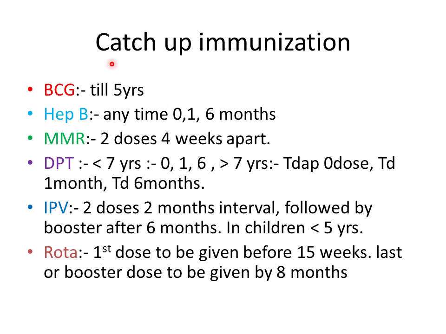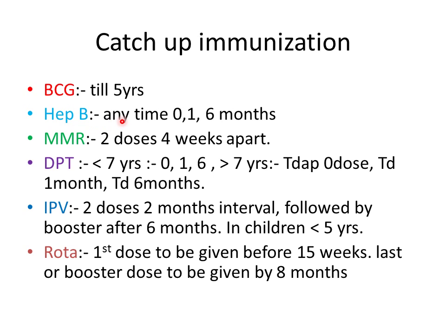Next, catch-up immunization. What is catch-up immunization? It is when the child does not take the vaccines at the respective age, and the question is until what time the child can be vaccinated for that vaccine. That is called catch-up immunization. BCG: if the child is not vaccinated in the first 15 days, then we can give it until 5 years of age.